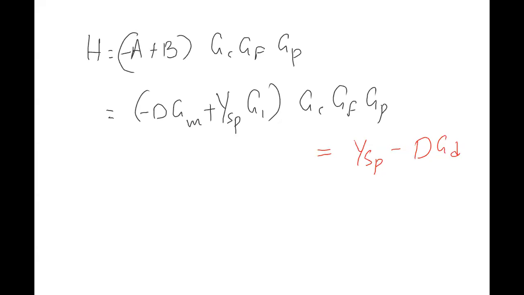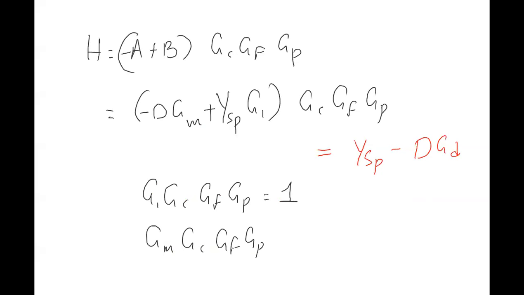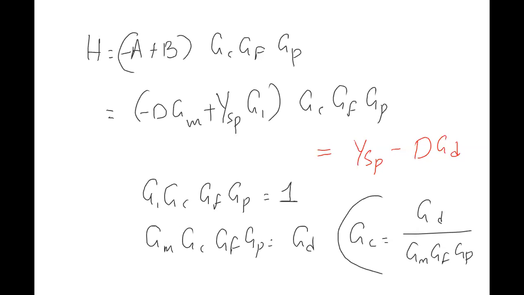Now you equate the coefficients. G1, GC, GF, GP is equal to 1. So another one is GM, GC, GF, GP is equal to GD. So what this gives you is GC is equal to GD by GM, GF, GP. So this is GC.